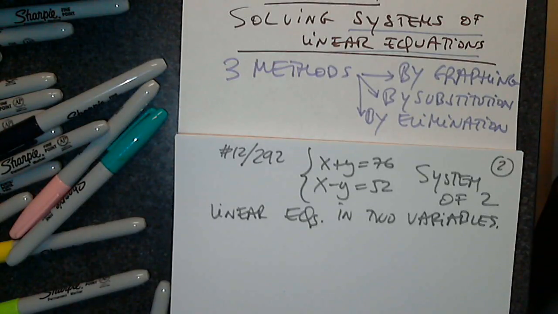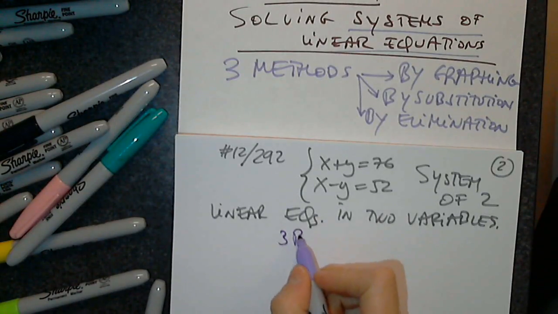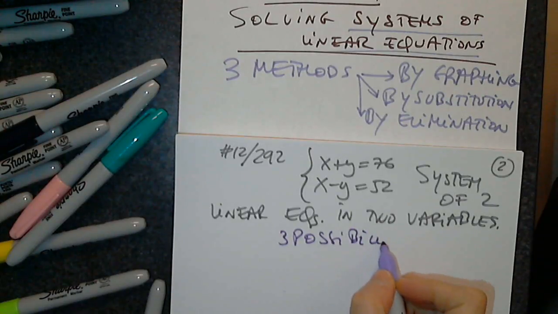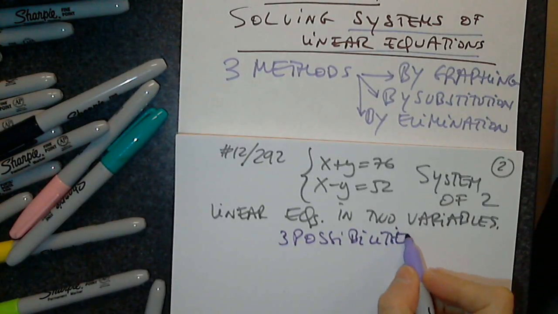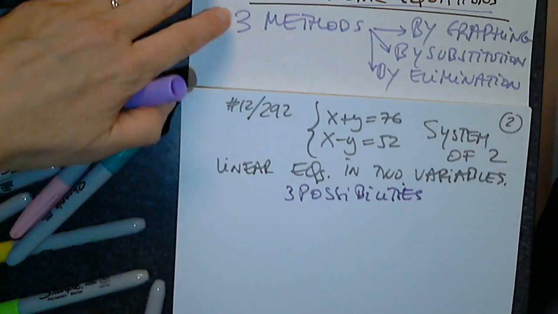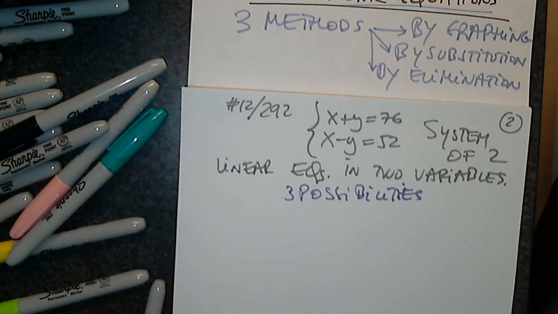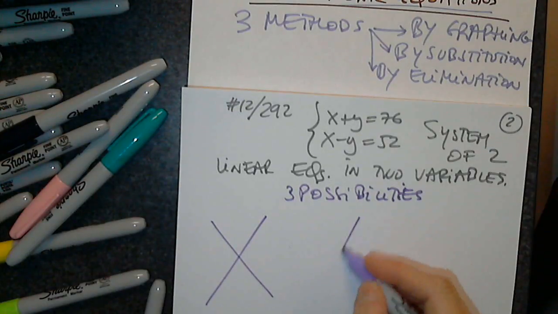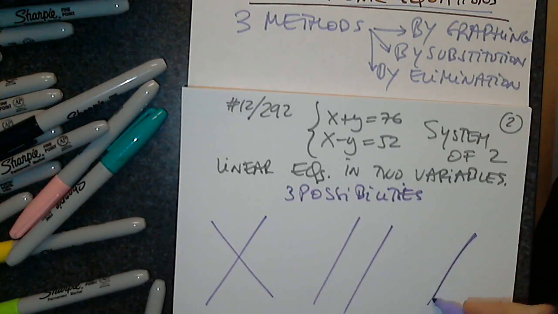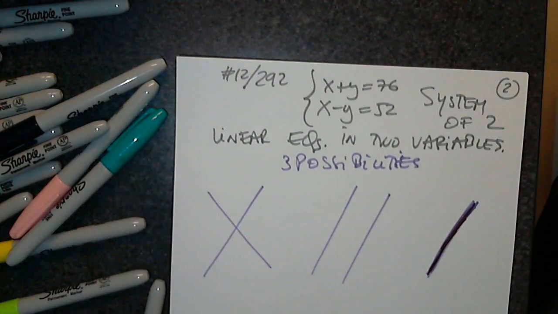So let me write this down. 3 possibilities. Here they are. It's cold here too. Are you running from cold or? No, the outlet. Oh, okay. This is one line. And this is the other line.